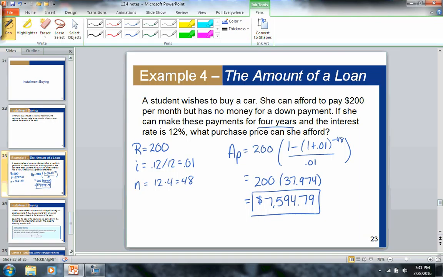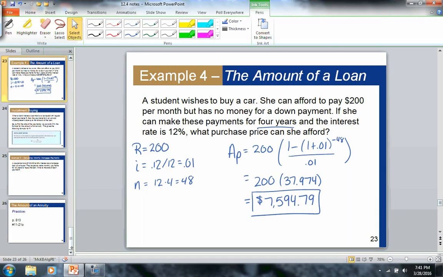So again, the tricky part with these problems is just being able to read through them and pull out the important information, know what equation that you're supposed to be using.